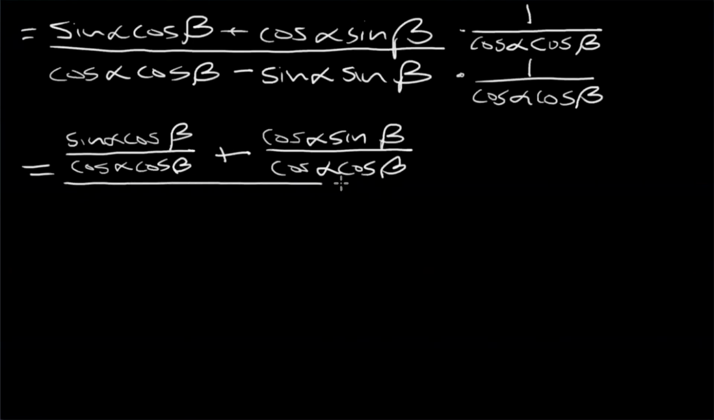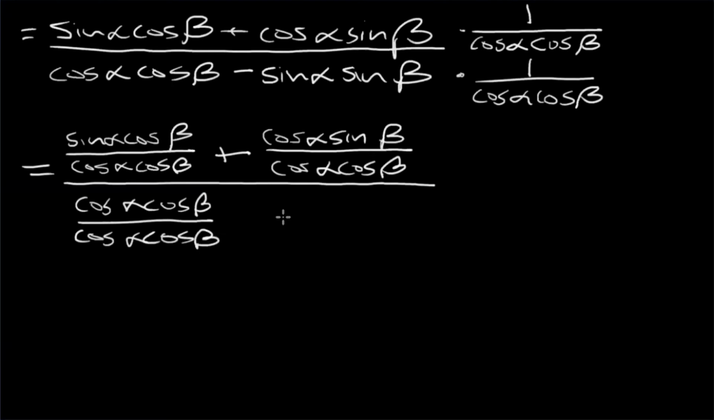And then the bottom of the fraction, notice I've only addressed the top so far. Now I go to the bottom and I do the same thing, this first piece, and then multiply by cosine of alpha, cosine of beta, minus this piece multiplied by this piece.